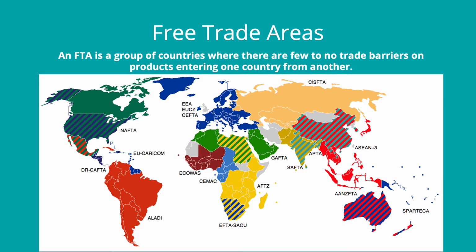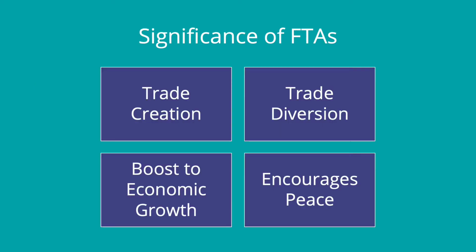Let's focus more now on free trade areas. A free trade area is a group of countries where there are few to no trade barriers on products entering one country from another. The map here shows the world's FTAs in different colours. This is a little out of date as old FTAs have been scrapped and new ones have been added. In North America, NAFTA has been replaced by the USMCA, and RCEP is a new free trade agreement between 15 Asia-Pacific nations. There are 4 main points to consider when trying to gauge the significance of free trade agreements: trade creation, trade diversion, economic growth, and peace.